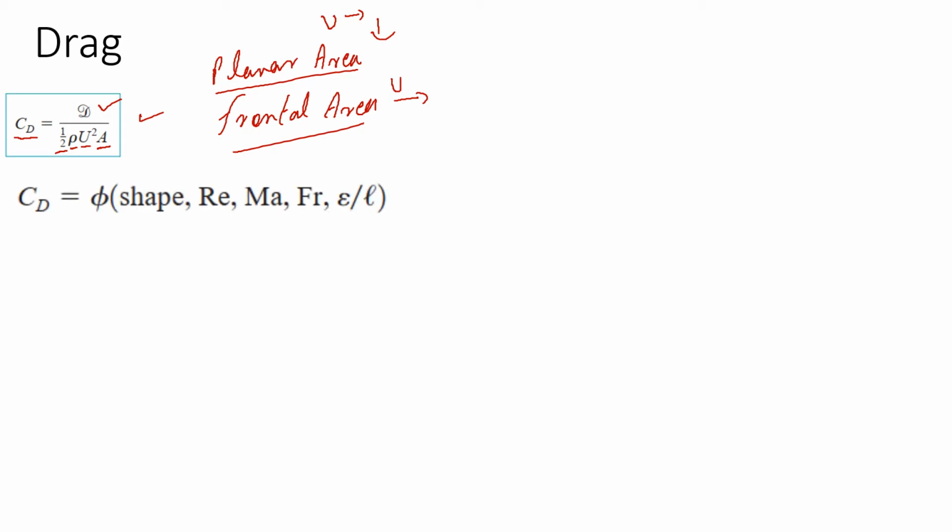And the drag coefficient is a function of shape, Reynolds number, Mach number, Froude number, and the relative roughness. We will be seeing the effect of the shape on the drag force, the effect of the Reynolds number, that is, what will happen when you change the Reynolds number, the effect of Mach number, Froude number, and the relative roughness. What will be the effect of these parameters on the drag coefficient when we change them?